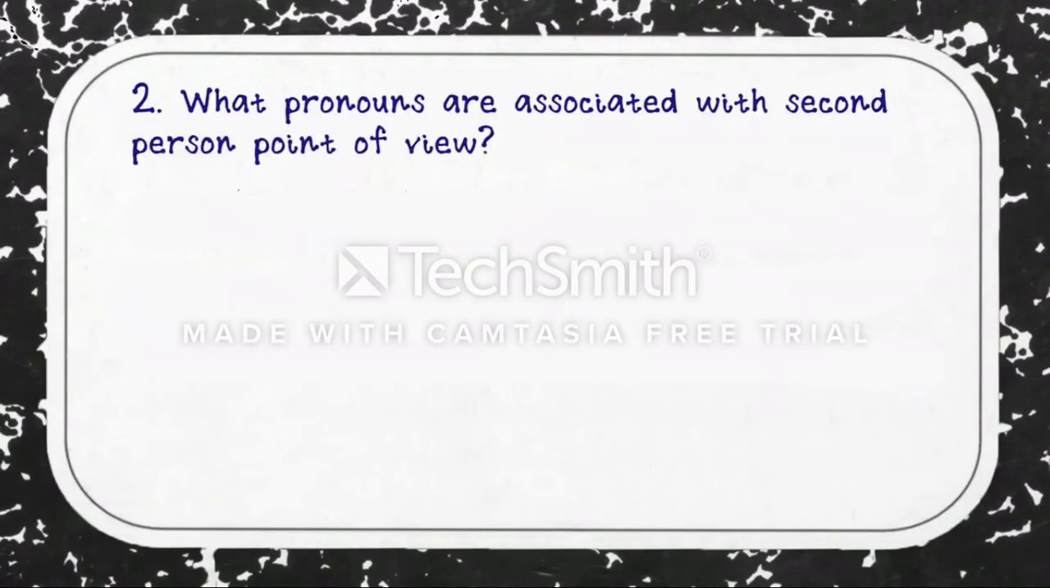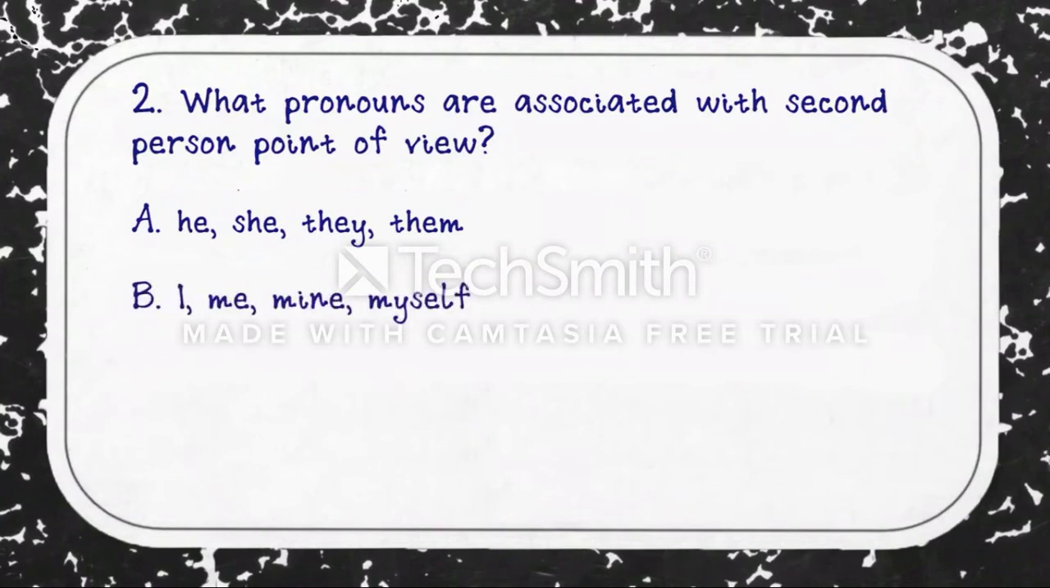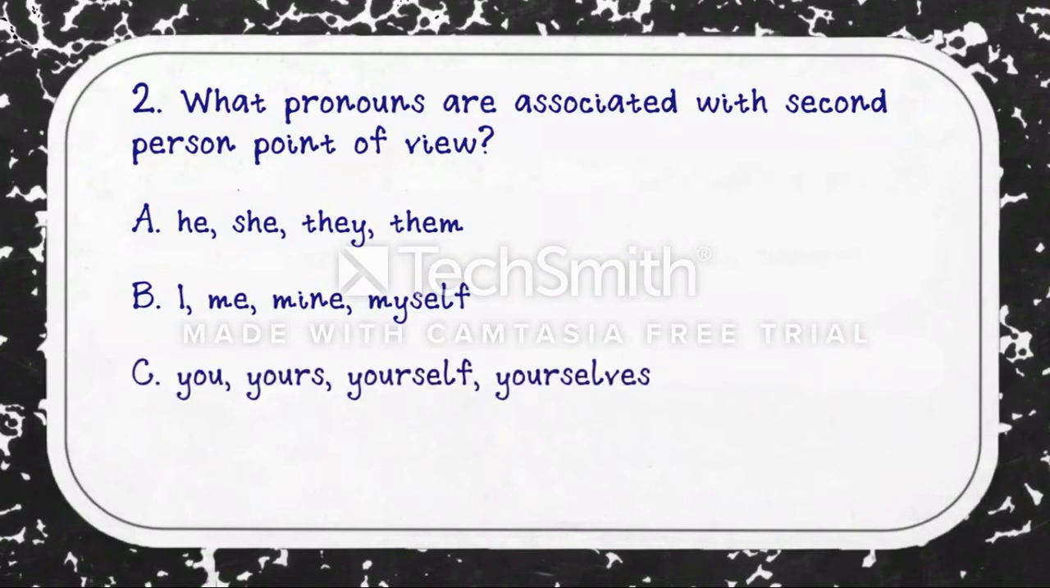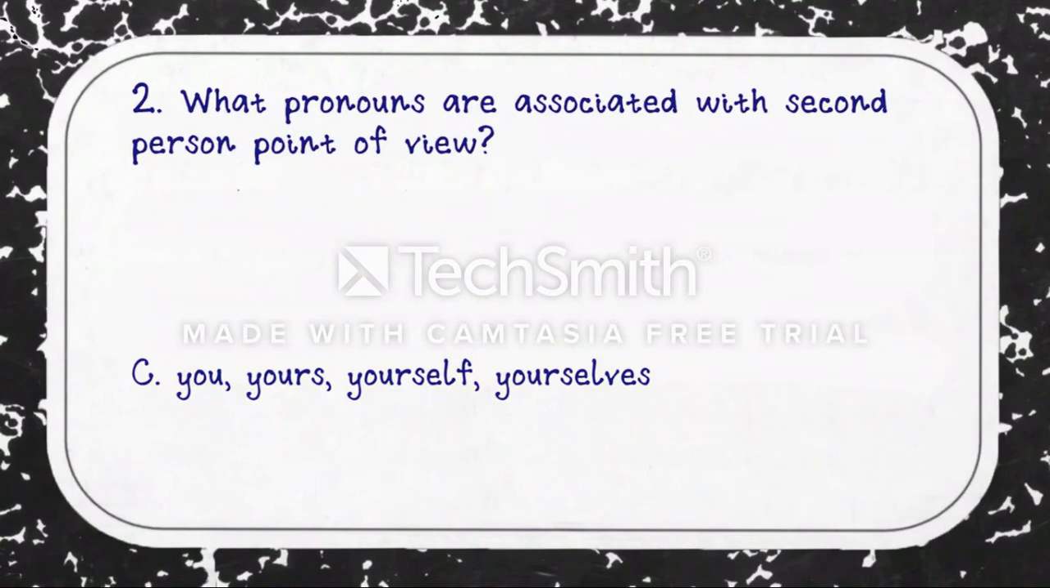Question number 2. What pronouns are associated with second person point of view? Is it A, he, she, they, them, B, I, me, mine, myself, C, you, yours, yourself, yourselves, or D, we, us, ours, ourselves? The answer is C. You, yours, yourself, and yourselves are the pronouns associated with second person point of view.